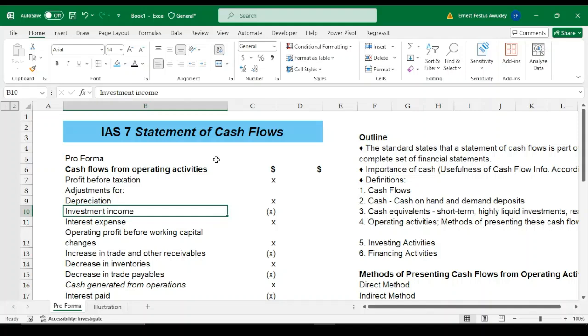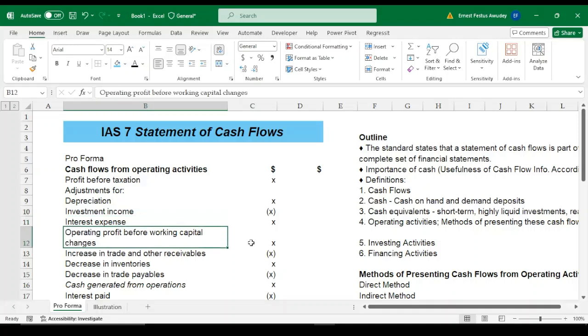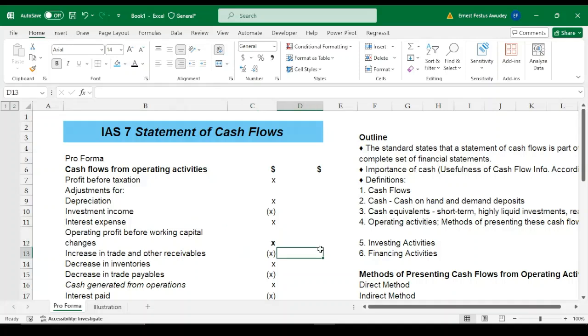Now the indirect method is what we have presented right here. These are some of the things that we have under the indirect method when it comes to operating activities. What we do is we start with our profit before taxation, and then we make adjustments for depreciation, investment income, and interest expenses, and then we get an amount. Let me bold that. Then we get this figure called operating profit before working capital changes.